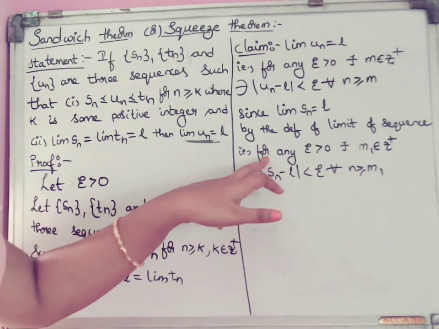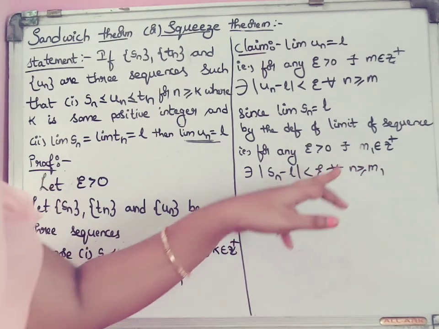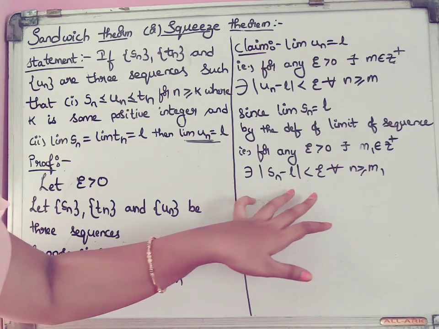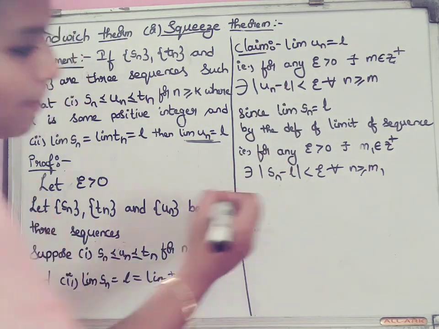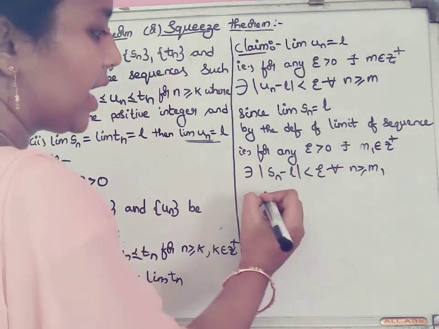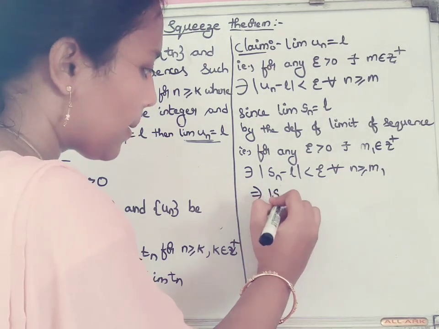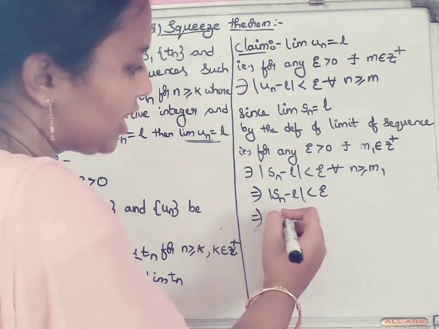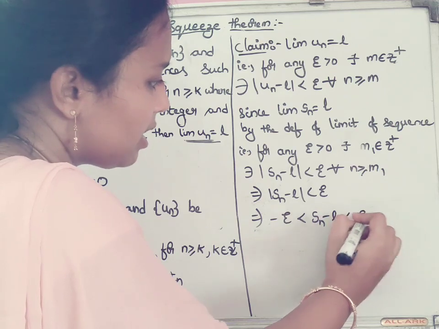Okay. See here, for any epsilon greater than 0, there exists a positive integer. What is the positive integer here? m1, such that it should satisfy this type of condition. Mod Sn minus L less than epsilon. So we have this condition right now. Mod Sn minus L less than epsilon. By the modulus condition we can write minus epsilon less than Sn minus L less than plus epsilon.